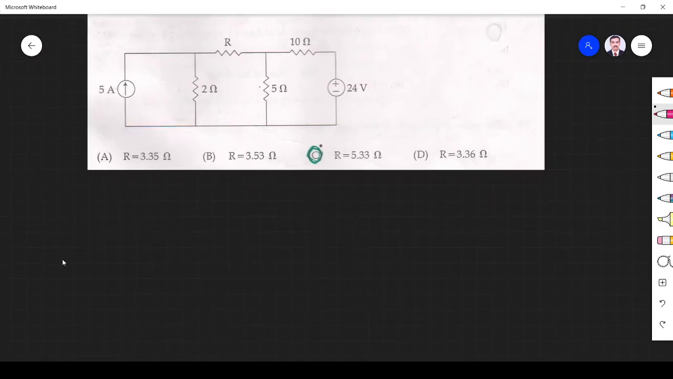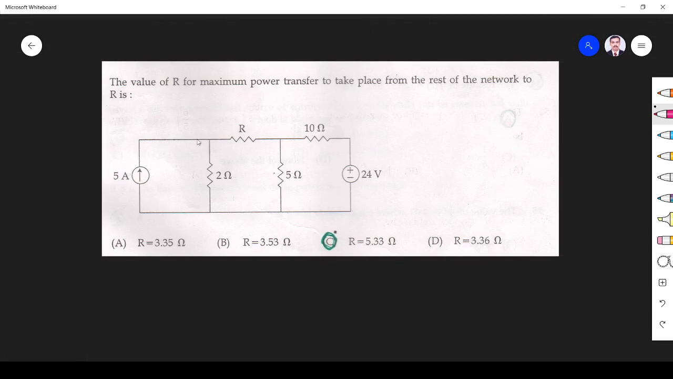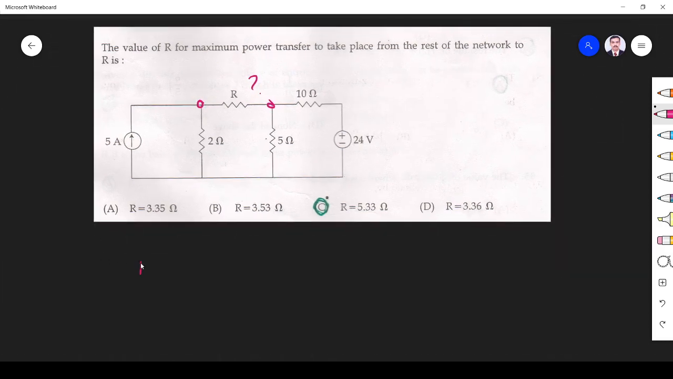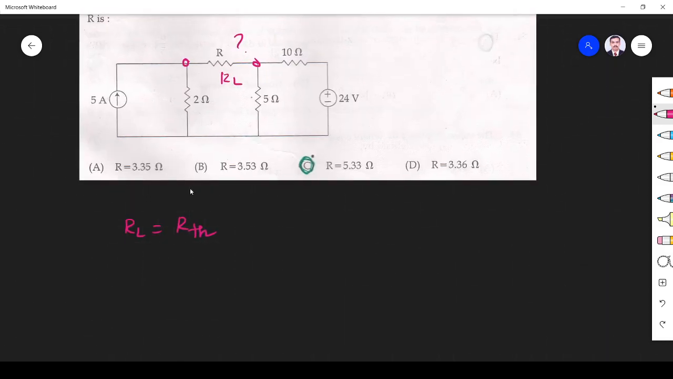Next, what is the value of R for maximum power transfer to take place for the rest of the network? So I have to find this value. For maximum power transfer, R L must be equal to R. Let us assume R L is the load resistance. Here we have to find the Thevenin resistance. So R L is equal to R Thevenin for maximum power transfer. So only R Thevenin I have to find.